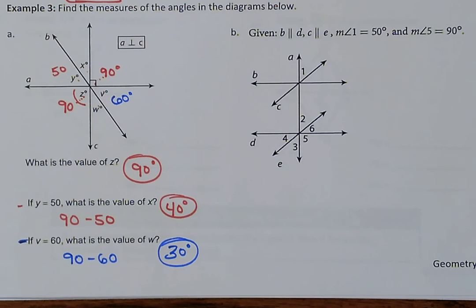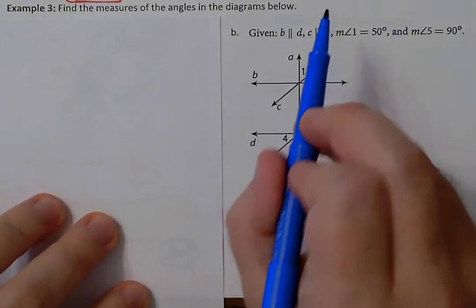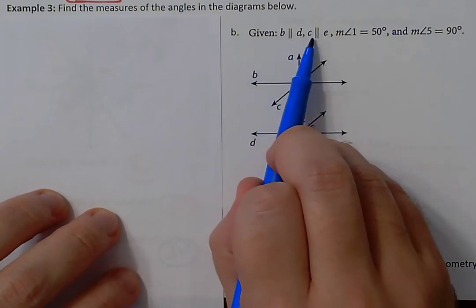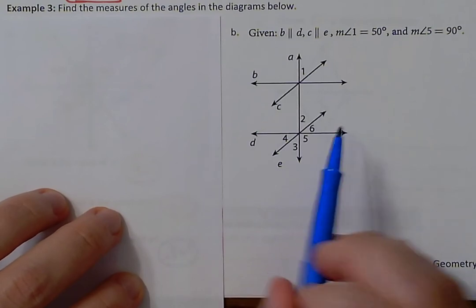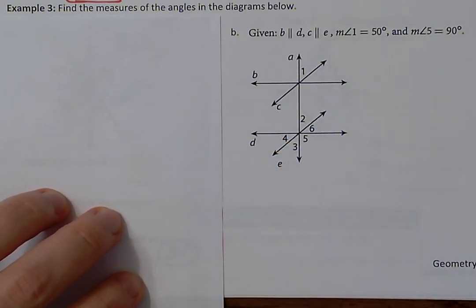Okay, so that is example 3, part A. Now, I want to take a look at part B, and I'm actually going to cover up part A, and we're just going to take a look at B, so that way we're not distracted. Alright, so for part B, it says that B is parallel to D, and C is parallel to E. So B and D are parallel, and C and E are parallel.